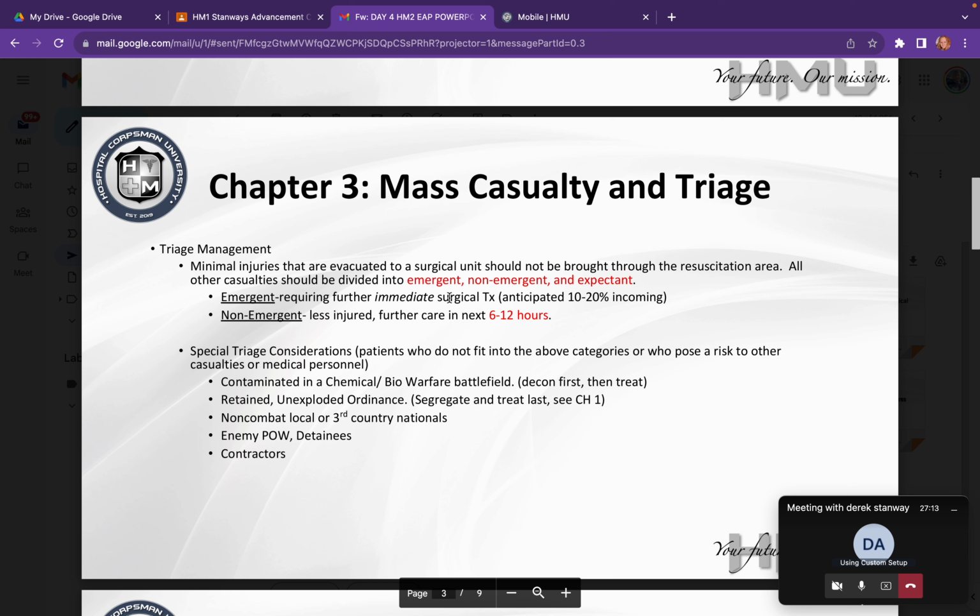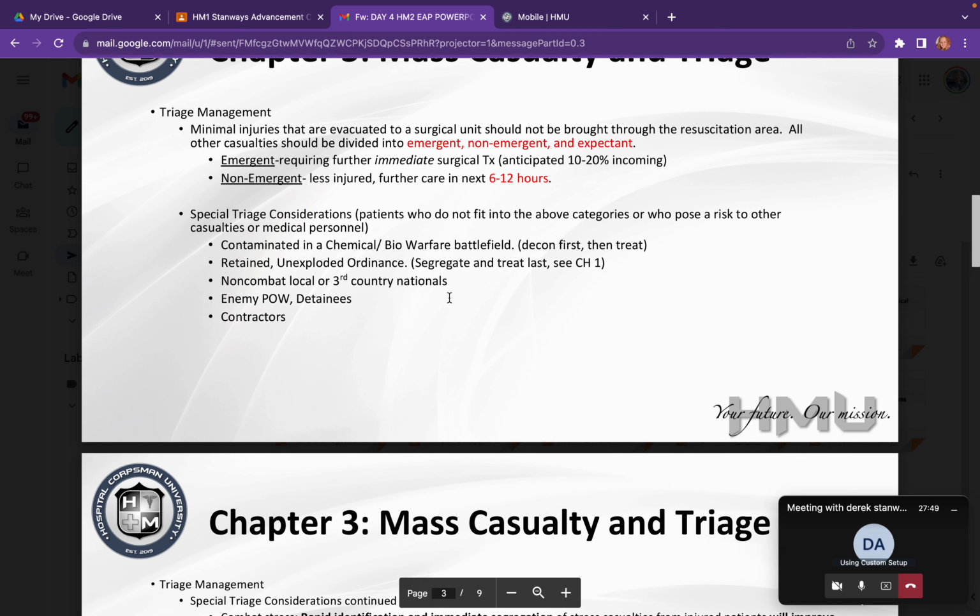So special triage considerations: chemical, biological warfare, retained unexploded ordnance, non-combatant local or third country nationals, enemy POW detainees, and then contractors. So a lot of times with contractors, especially when you forward deploy, many times some will have a status of forces agreement or some type of MOA, a memorandum of agreement, so where they can get seen or treated at our facilities. That's not always the case. Most times when contractors are injured, their respective companies deal with that and move them accordingly.